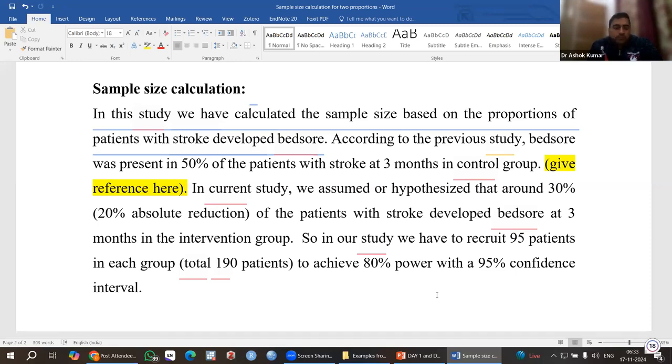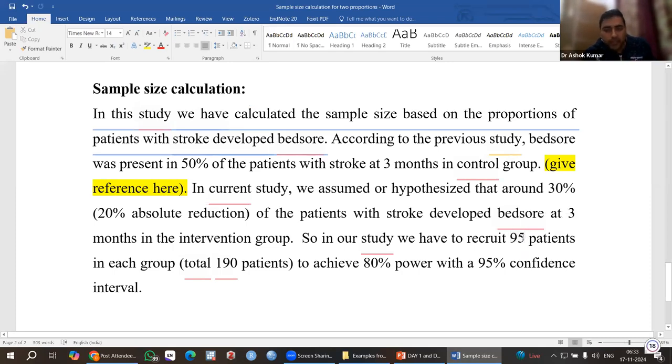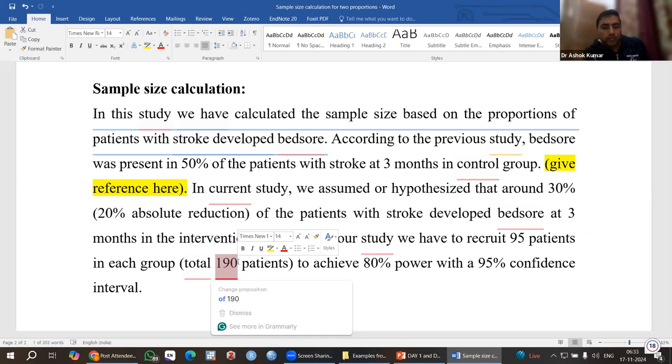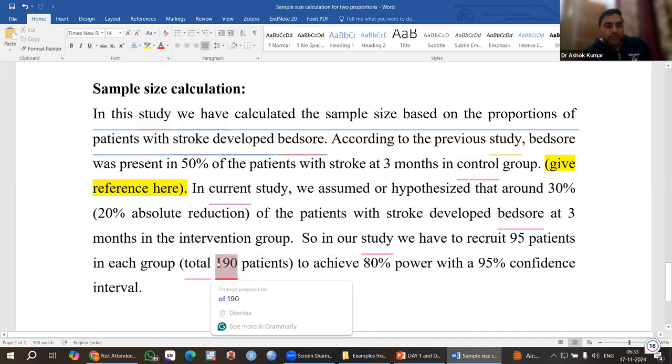For 3 groups, what you have to do is calculate the sample size for 2 groups, then add one more group. For 2 groups it is 95 in each group, so for 3 groups, 95 plus 95 plus 95. You can add and write this for 3 groups, 4 groups, 5 groups, there is no problem at all, to achieve 80% power and 95% confidence interval.